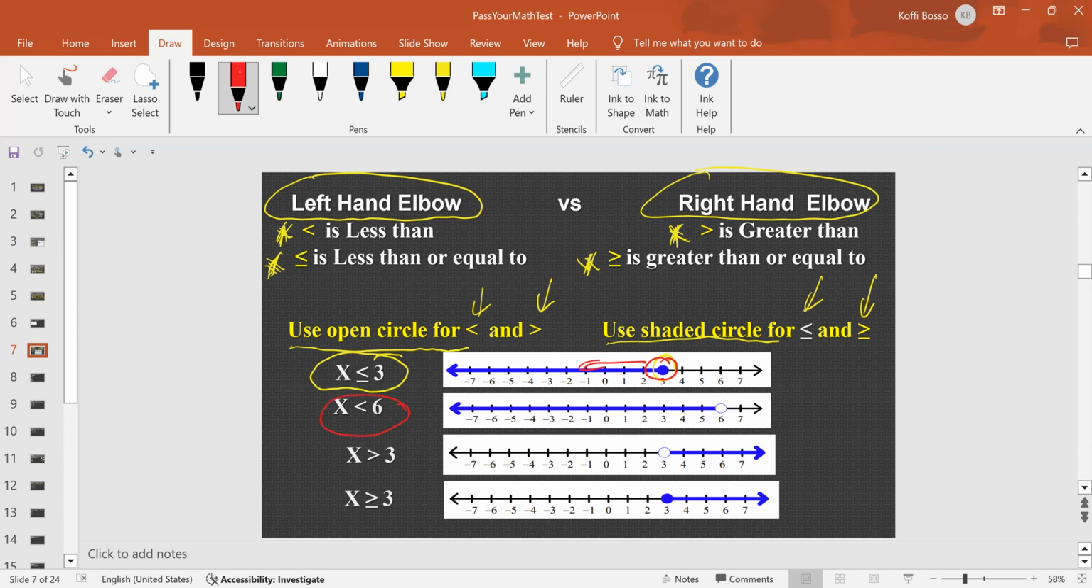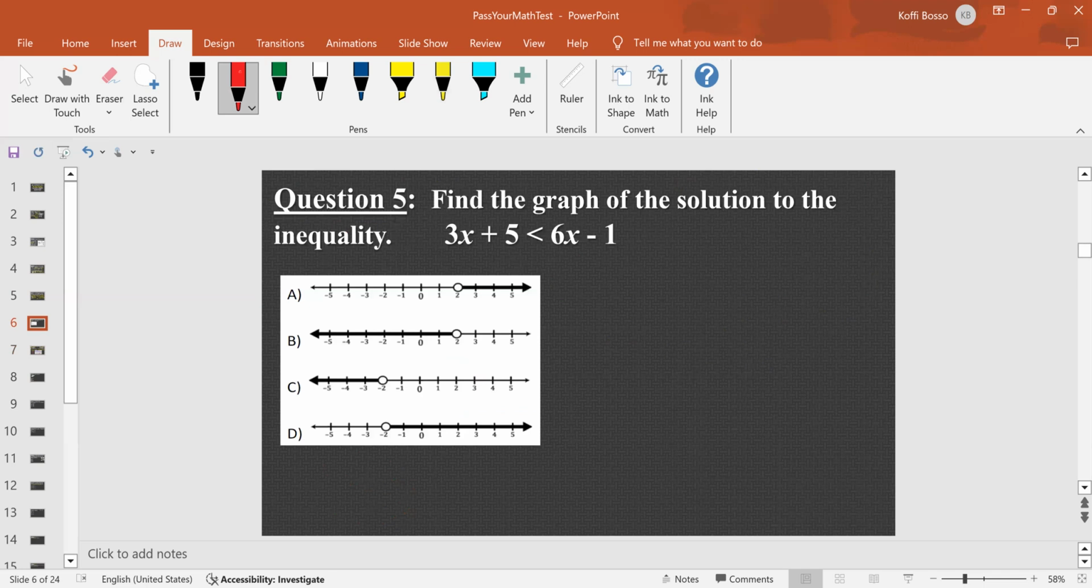Now, x is less than 6. In this case, you'll see that because they say less than, it has to be open. This one here, same thing, open, because it is greater than, they don't say greater than or equal to. The last one, greater than or equal to 3, so they shade at the 3 before they go to the right side. Therefore, let's see this problem here.